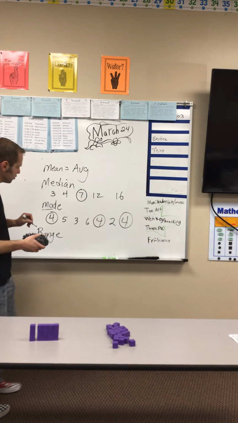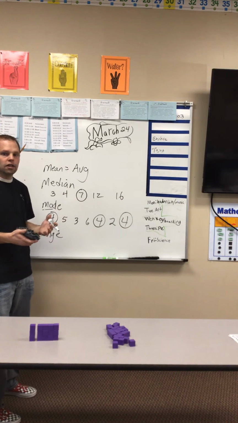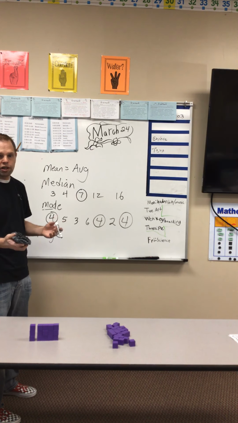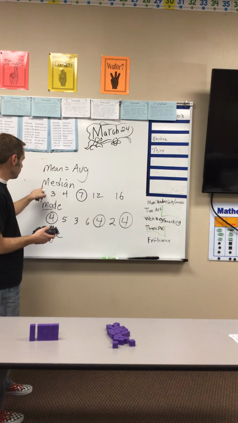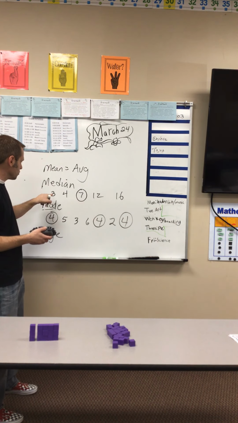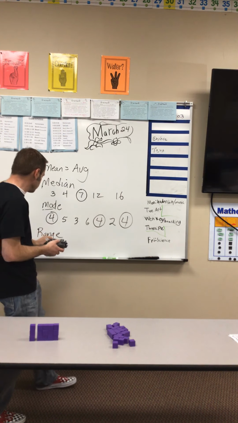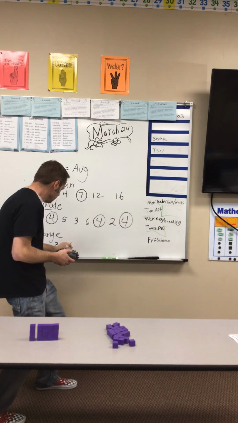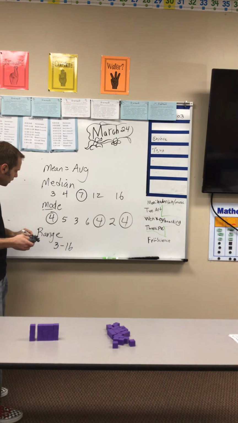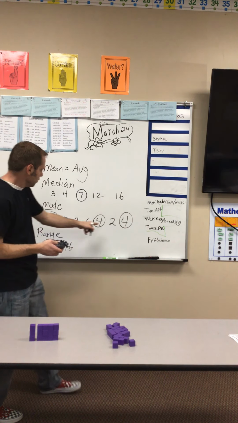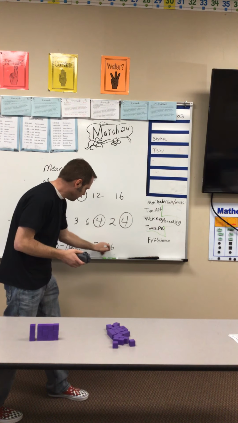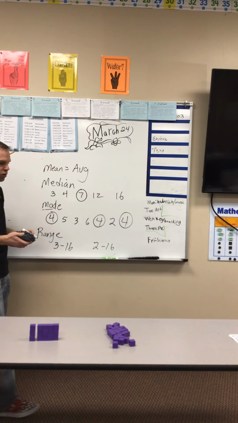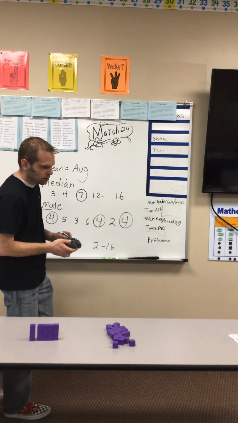So for range, what you do is you look at your data and you find the range or how much it varies, okay? In the first one, in this medium example, my range would be 3 all the way to 16. So I put 3 to 16, okay? My range here is going to be 2 to 6. So my range goes 2 all the way up to 6.